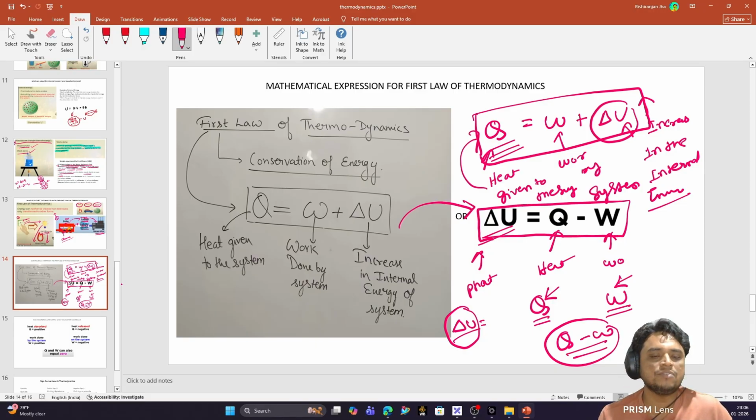Now we have to understand the sign conventions that will help us in solving the numericals that I will be uploading in the coming videos. After we complete this thermodynamics lecture, we will be solving the numericals, and in that case we will have to understand the sign conventions. So let's begin with the sign conventions.